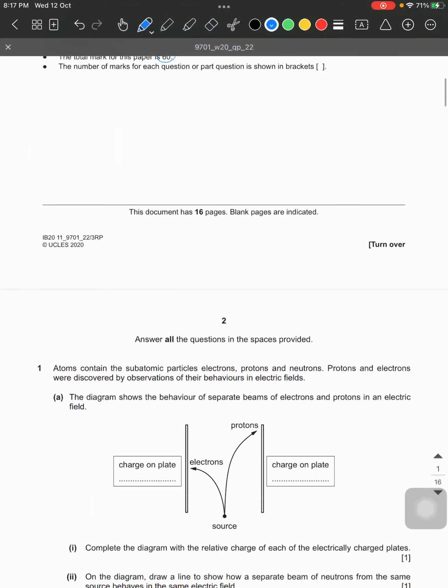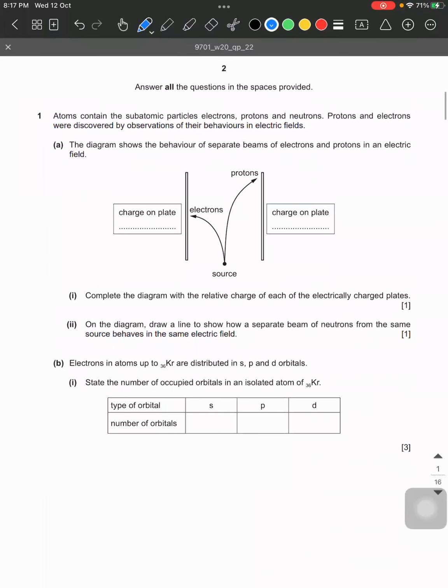So let's start with question number 1. Just look at what question number 1 is saying. They are saying that atoms contain the subatomic particles electrons, protons, and neutrons. Protons and electrons were discovered by observation of their behavior in an electric field. The diagram shows the behavior of separate beams of electrons and protons in an electric field.